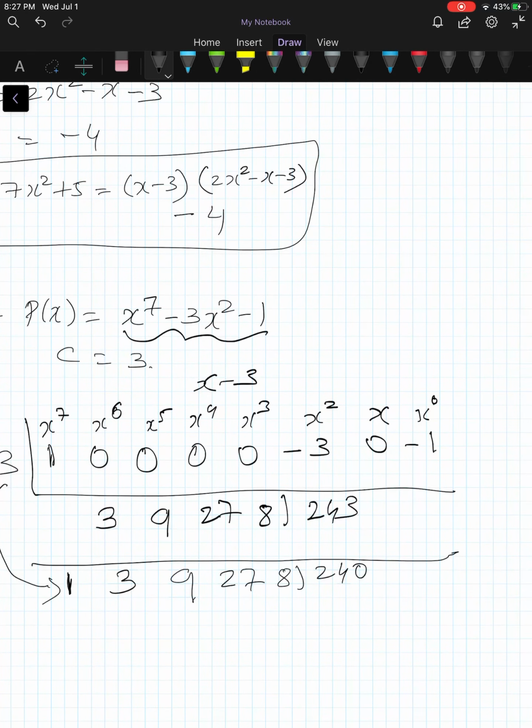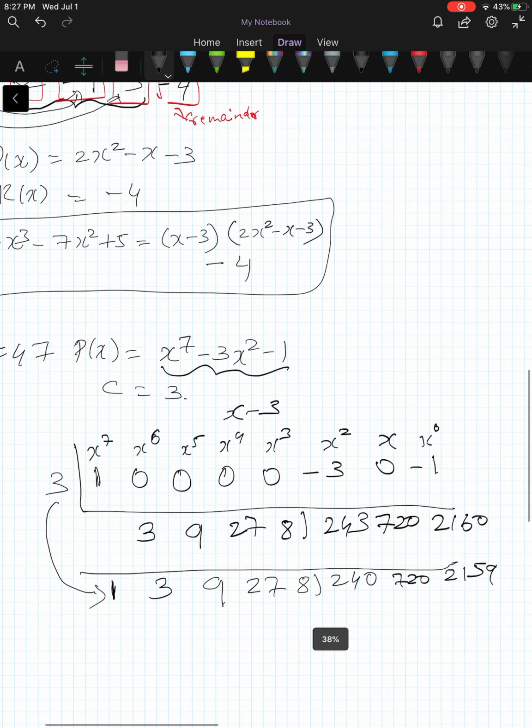Multiply 3 and 240, you get 720. Put it under 0. So 0 plus 720 is 720 itself. And multiply 3 and 720, you get 2160. Add negative 1 and 2160, it is 2159.